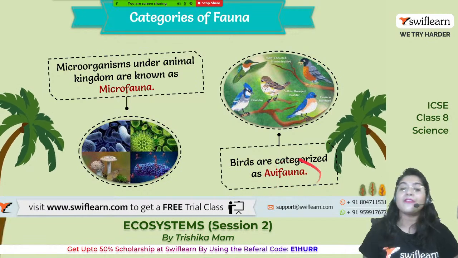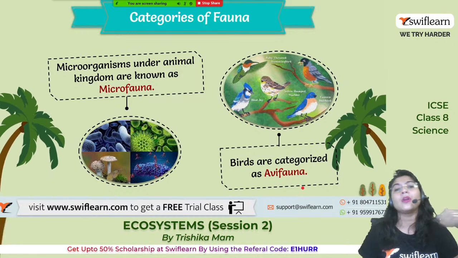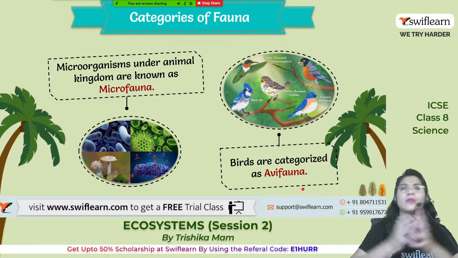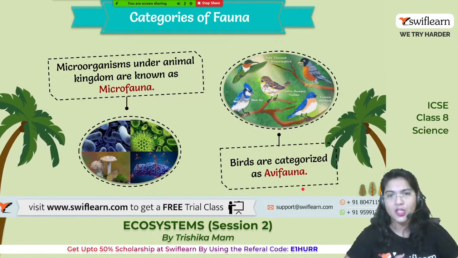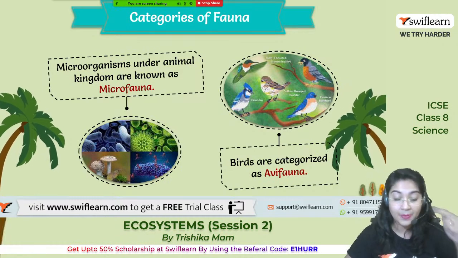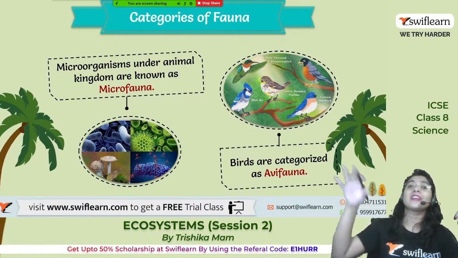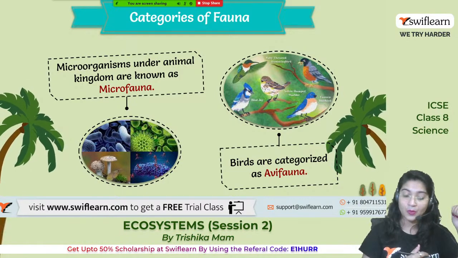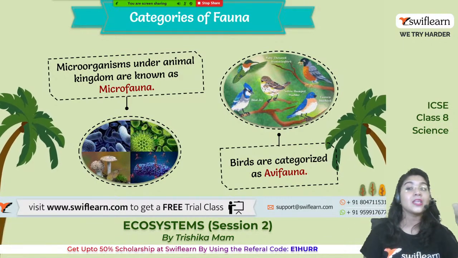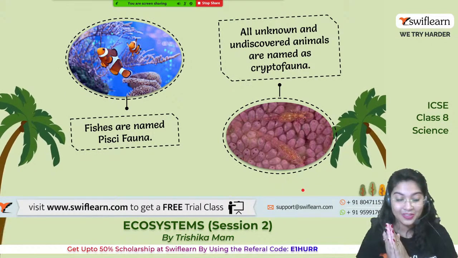Okay, so avifauna means all the different species of birds all over the world. If I think about just one region, say Corbett National Park, what is the avifauna of Corbett National Park? It means how many different varieties of birds are found in Corbett National Park. If you go once to Corbett National Park, you will be able to see a lot of varieties of birds, and insects are also very important over there, right?